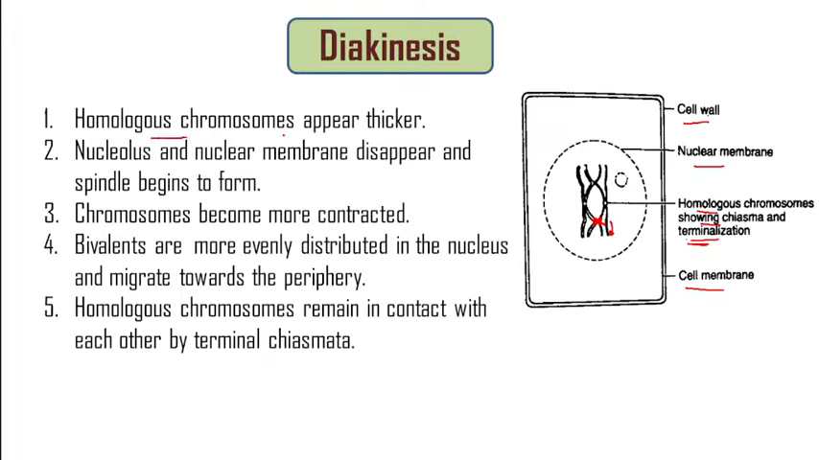The homologous chromosomes appear thicker, the nucleolus and the nuclear membrane disappear and the spindle begins to form. Chromosomes become more contracted. Bivalents are more evenly distributed in the nucleus and migrate towards the periphery. Homologous chromosomes remain in contact with each other by terminal chiasmata.